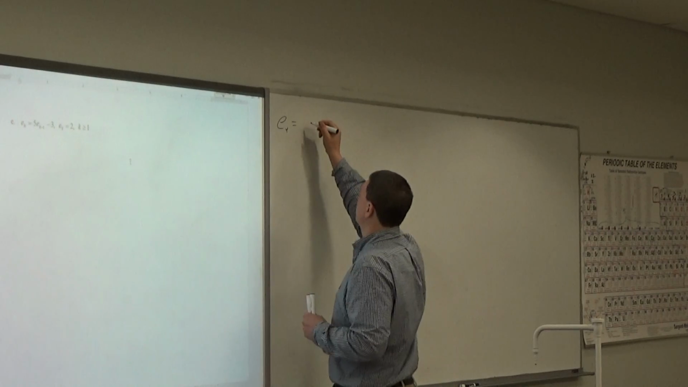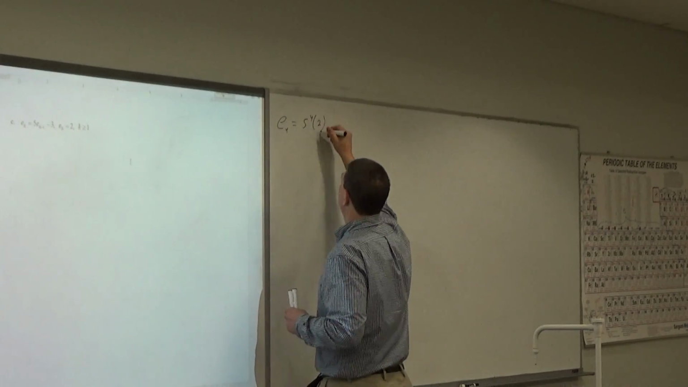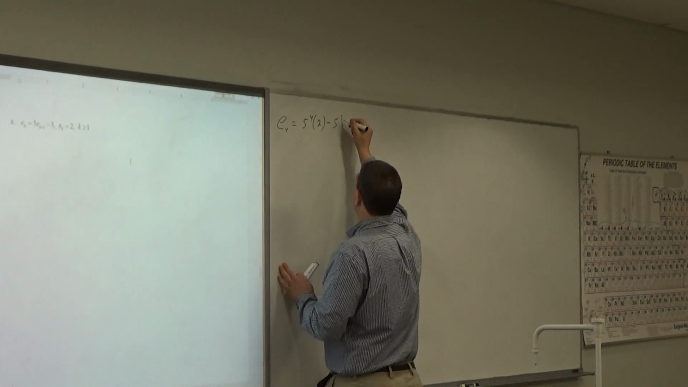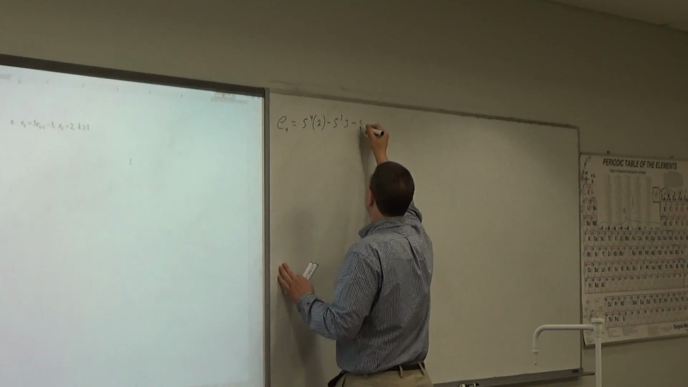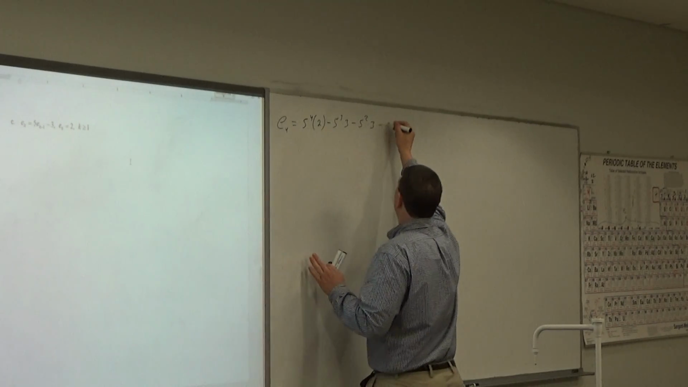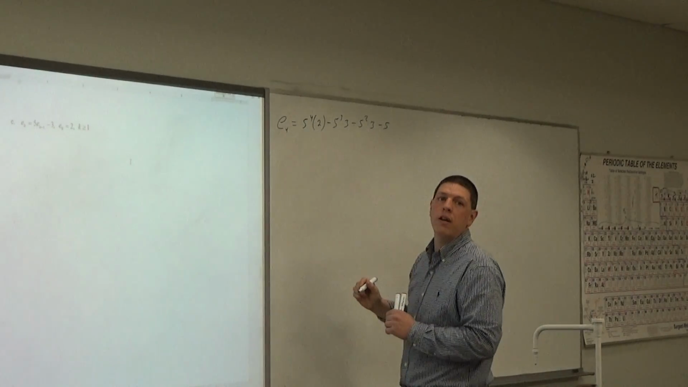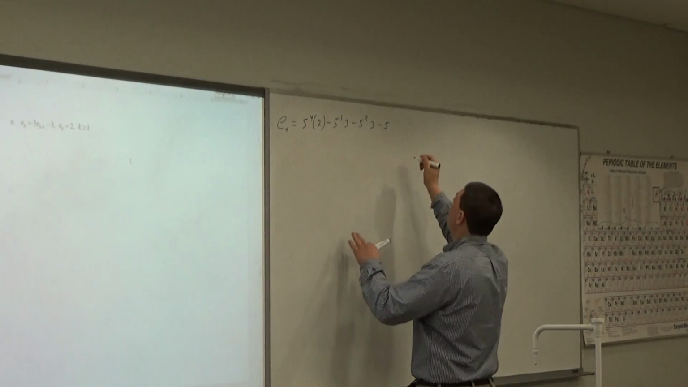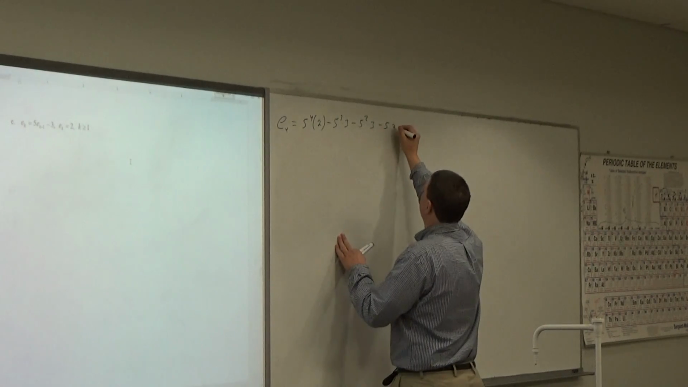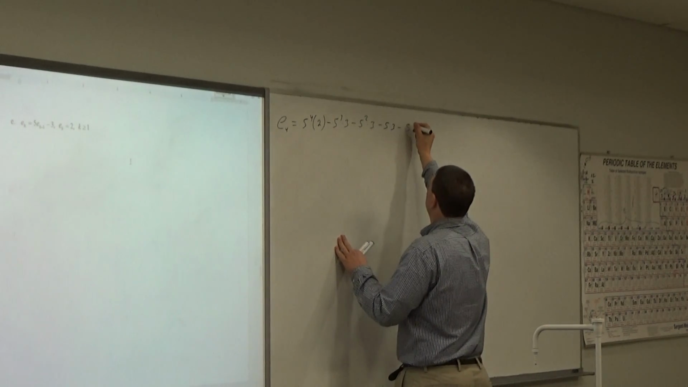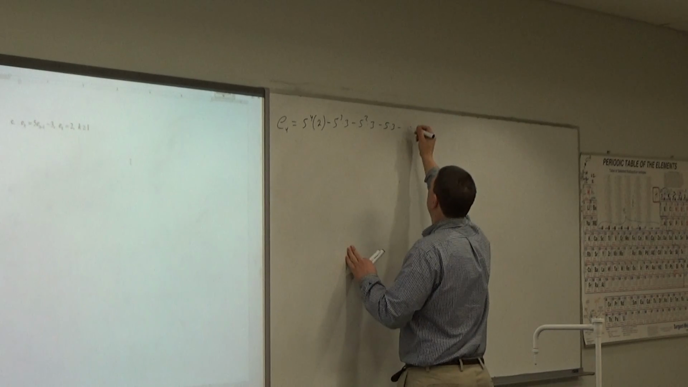5 to the power 4 times 2, minus 5 cubed times 3, minus 5 squared times 3, minus 5 times 3, minus 3. Yep, good.